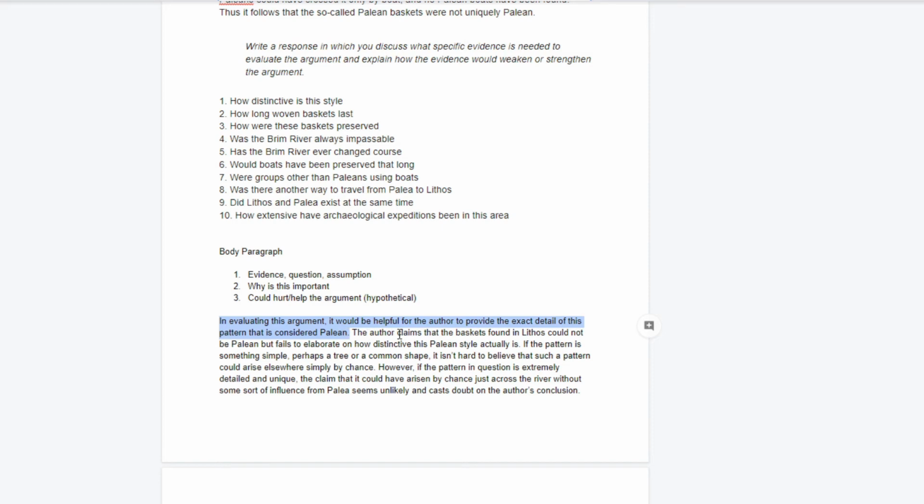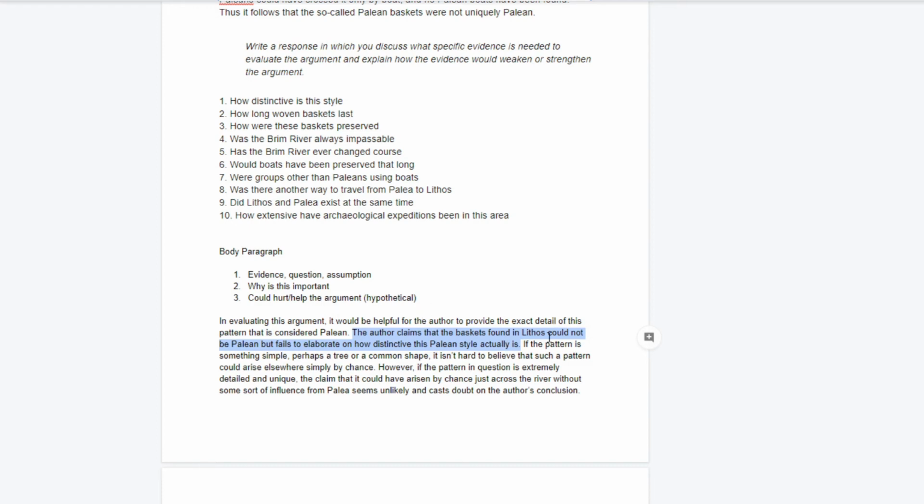And if this were a different prompt, I would have a question here or an assumption. Number two, why is it important? The author claims that the baskets found in Lithos could not be Palaean, but fails to elaborate on how distinctive this Palaean style actually is. Right? So if the author is going to claim that this basket is not unique to Pelea and it happened to also show up in Lithos, it would be nice for us, as readers being asked, is this true or not, to know exactly what this pattern is.